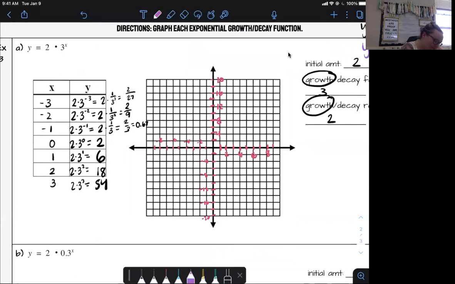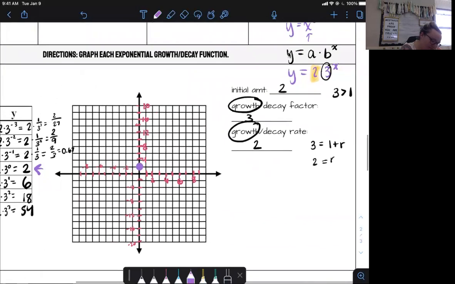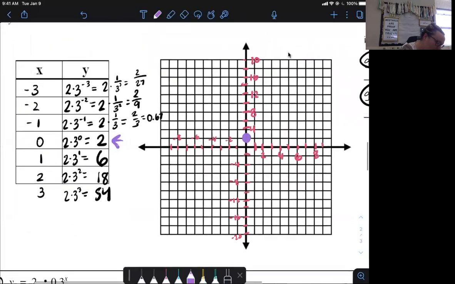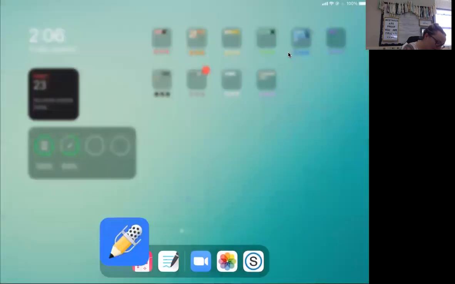The first point, I'm actually going to start with my y-intercept of (0, 2). And notice that y-intercept of (0, 2) matches our initial amount. That's where this graph technically starts, at (0, 2). Then we're going to plot the point (1, 6). And then (2, 18). And then off to the negative side, we see that as x goes from -1 to -3, these y values of 2/3, 2/9, and 2/27 keep getting smaller and smaller and smaller.